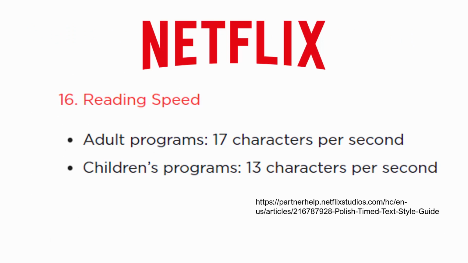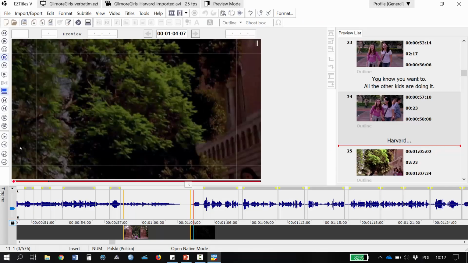On Netflix, for instance, the speed of translated interlingual subtitles is currently 17 characters per second for adult programs, but 20 characters per second for intralingual English-to-English subtitles. Professional subtitling programs allow you to set the desired speed following your client's specific requirements.